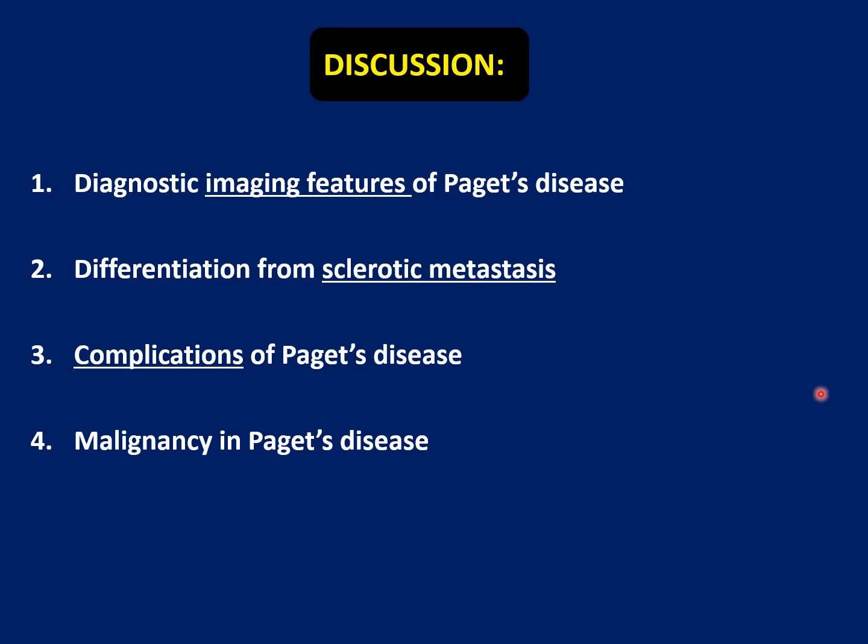So what are the diagnostic imaging features? We'll discuss a few things alone, because Paget's disease itself is a very vast topic to be discussed, so we'll restrict ourselves to 4 important things. One is what is the diagnostic imaging feature in Paget's disease, with the review of few imaging examples. Second thing is how to differentiate it from sclerotic metastasis. This is probably the most important thing that we will be facing in day-to-day practice actually. Third thing is what are the complications in Paget's disease we need to look for when we are reporting and when we are assessing a patient with Paget's disease. And finally, what are the malignant degenerations that can occur in Paget's disease?